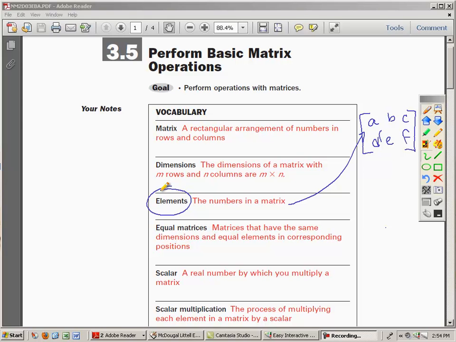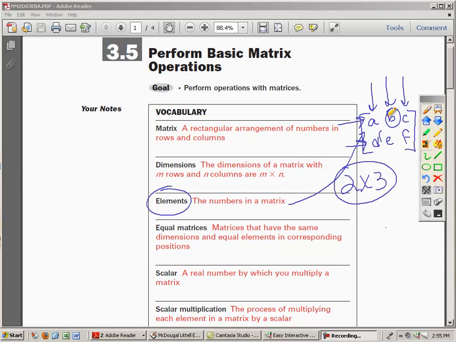Now, when we talk about the dimensions of a matrix, we always talk about the rows by columns. For example, this one has 2 rows and 1, 2, 3 columns, so this would be a 2 by 3 matrix. Again, the matrix is the rectangular arrangement of those numbers. The dimensions are always listed as rows by columns. And the elements are the numbers inside of those various spots. So, for example, if I said first row, second column, that happens to be the variable B in this case.